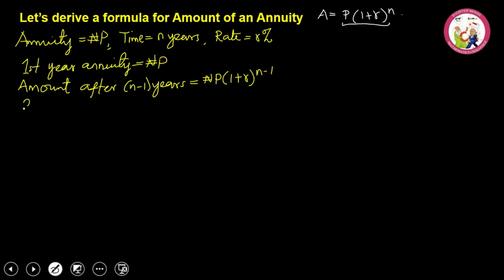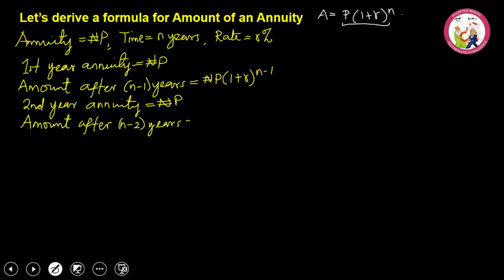All right, at the end of the second year, you're going to receive an annuity of P naira again, and you invest that annuity again and receive an amount after n minus 2 years. You receive amount after n minus 2 years, which is going to be equal to P naira times 1 plus R raised to the power n minus 2. Okay, this process will go on like this.